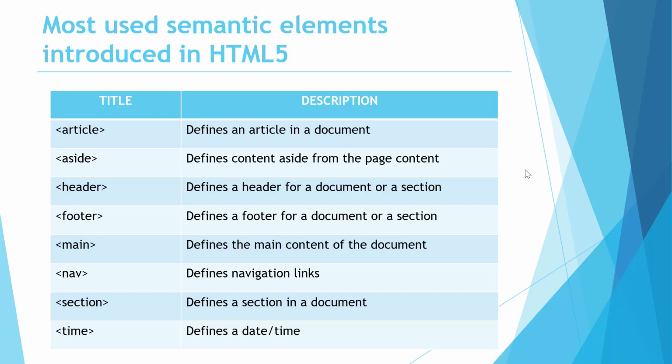Some of the new HTML5 semantic elements are the article element, which specifies independent and self-contained content. The section element, which defines a section in a document. The header element, which specifies a header for the document or a section. The footer element specifies a footer for the document or a section. The nav element defines a set of navigation links. There are various other semantic elements which are introduced in HTML5, and you can see the list on the screen.